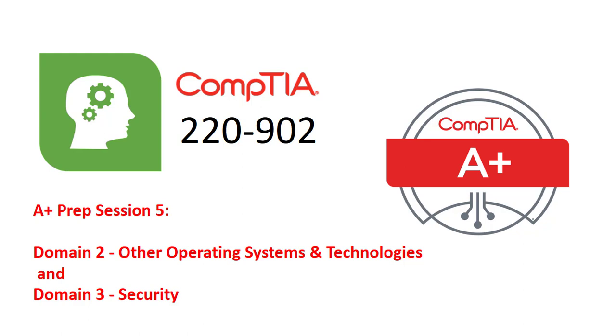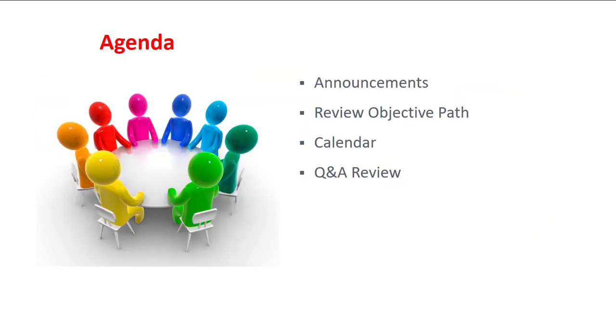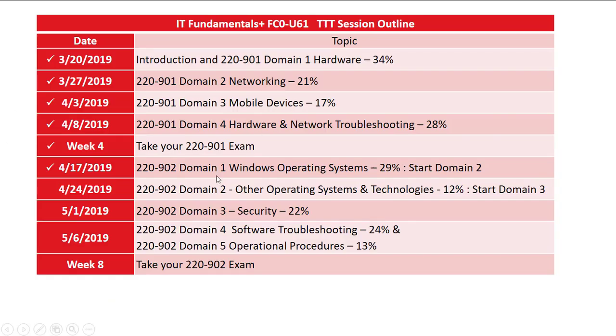So let's go ahead and take a look at some session questions here. As you follow along in our session you'll see that we've covered quite a bit of information so far, but we are at the point where we're talking about domains 2 and 3, and then we will take time to cover 4 and 5. As you can see, with 2 and 3 we cover about a third of the exam, with domain 1 being the heaviest part at 29%, and then we will take a look at software troubleshooting and operational procedures in the end.